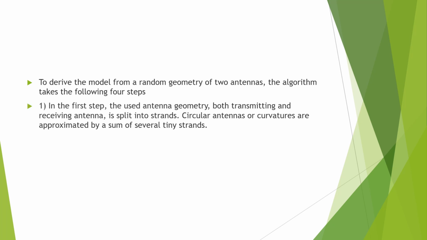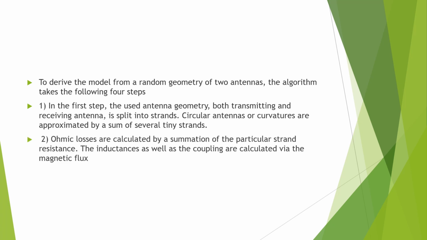In the first step, the used antenna geometry, both transmitting and receiving antenna, is split into standards. Circular antennas or curvatures are approximated by the sum of several tiny standards. Now, second point. Ohmic losses are calculated by summation of particular standard resistance. The inductance as well as coupling are calculated via magnetic flux.